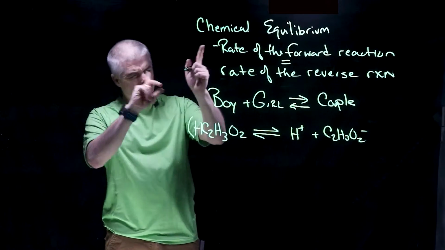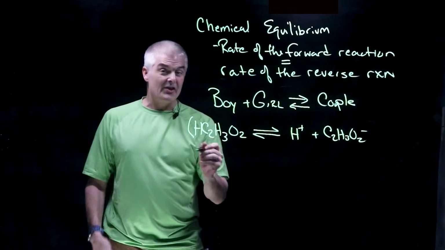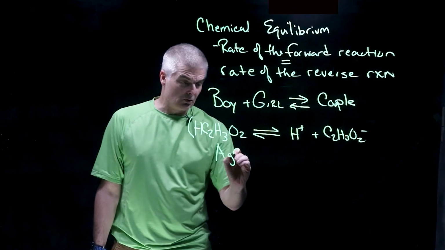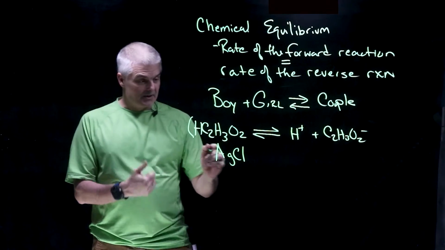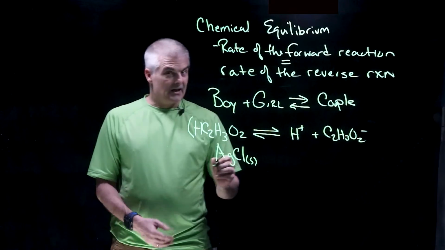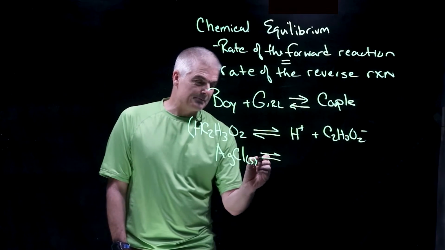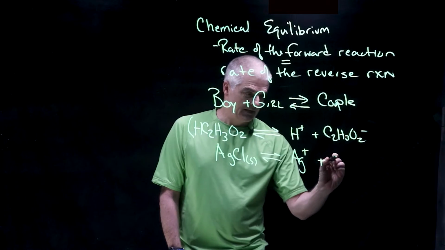One you may not realize, this is a weird one. You might have learned that there are certain things that are insoluble. For example, silver chloride is an insoluble salt. It's a solid, right? Well, we've been lying to you. Do you realize that some of it breaks apart into silvers and chloride?